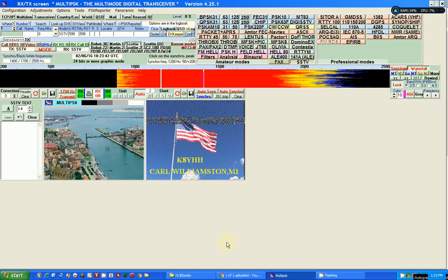Pretty interesting. Love the decoding digital data off your shortwave radio.